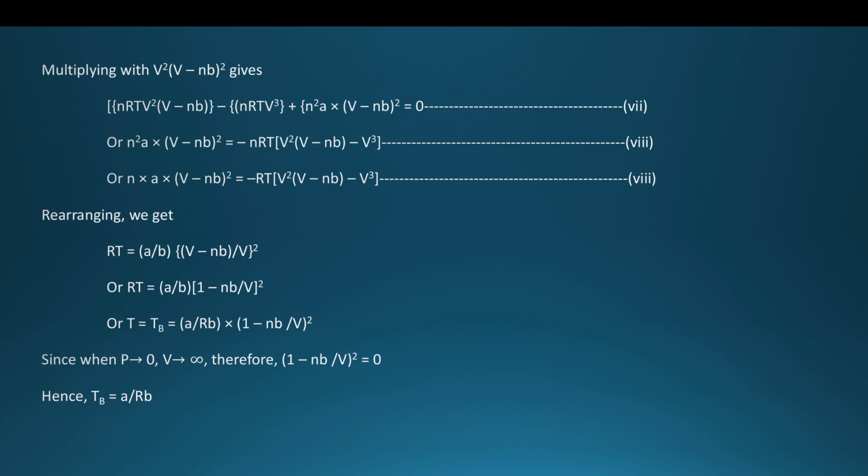Multiplying the entire equation by V squared multiplied by (V minus nB) whole squared, and then rearranging, finally we get TB equals A over RB. The derivation is a bit lengthy, but very easily understandable, and meaningful also.